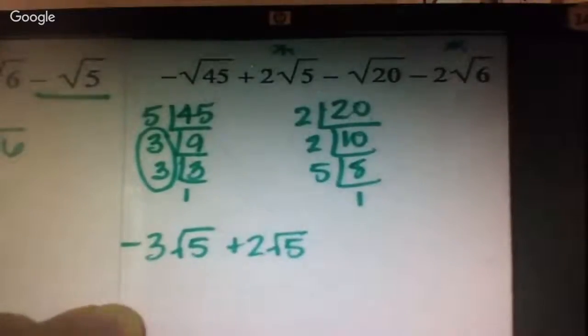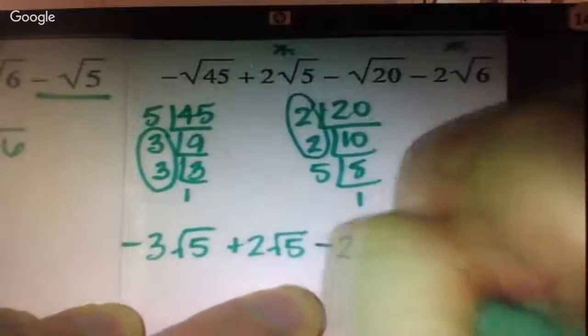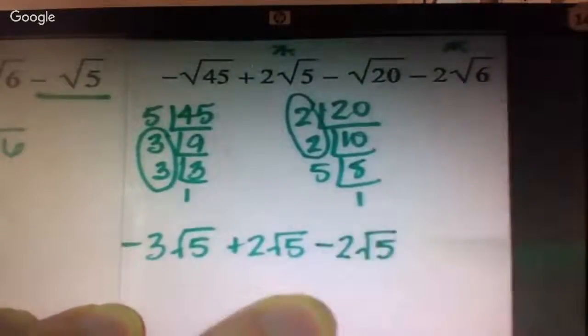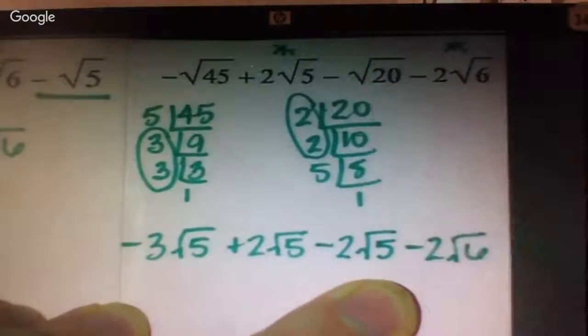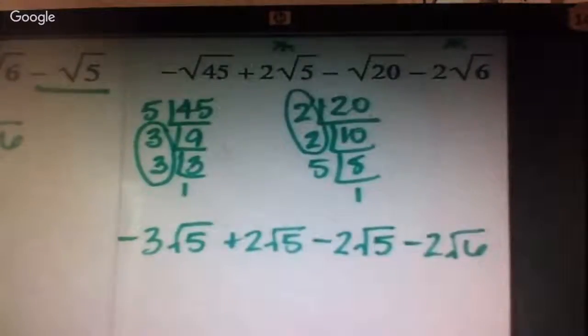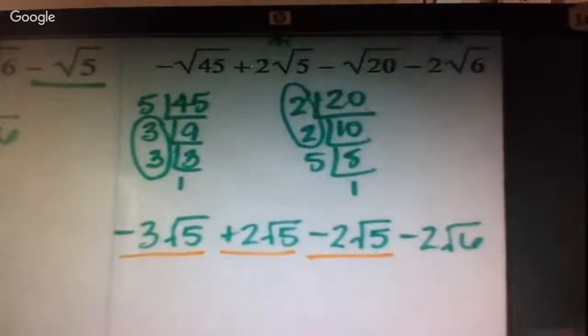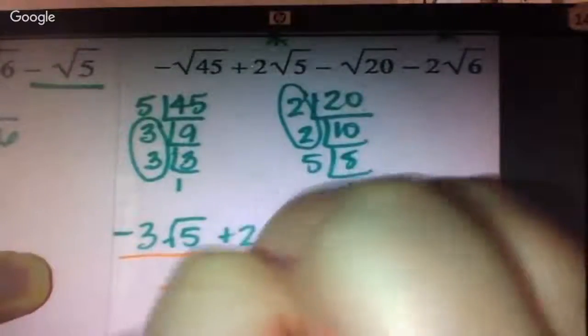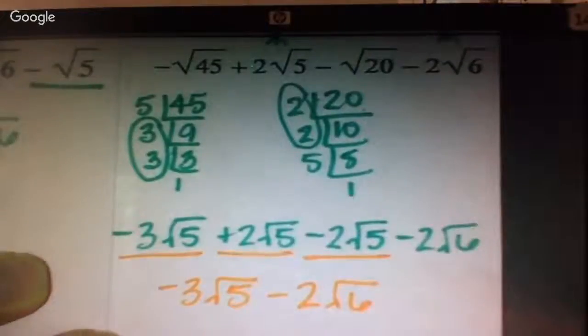Oh, you can do it's -2, right? So we group in twos. The 2 comes out front with the negative, so -2 square roots of 5. And -2 square roots of 6, because that does not simplify. So now I actually have 3 like terms to go together. So deal with the coefficients. -3, +2, -2. So it's -3 square roots of 5 minus 2 square roots of 6.